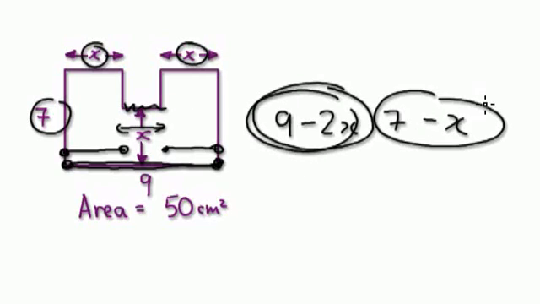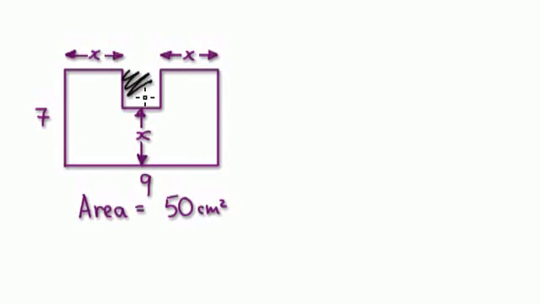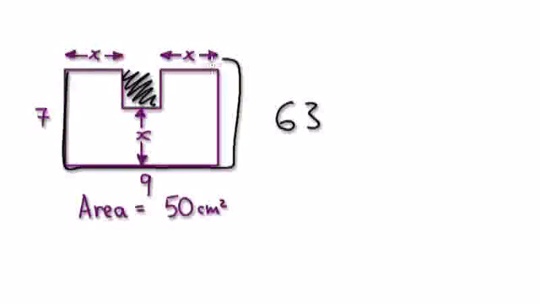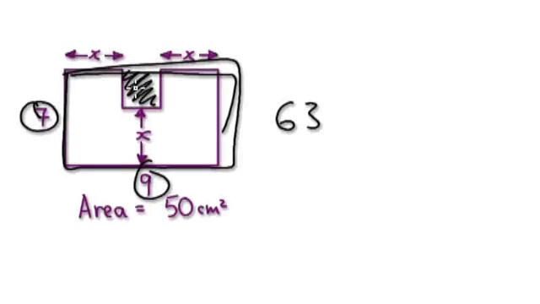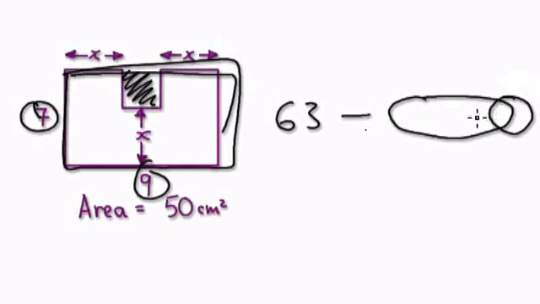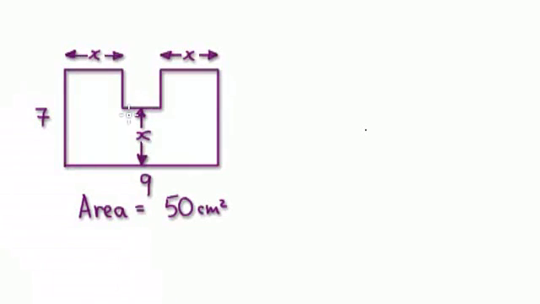So if you get this times this here, that will give you this area here. Then basically get 63, because this times this is 63. That will give you the whole rectangle, and then take away what we just worked out earlier. Anyway, an easier way would be to cut it up like this.